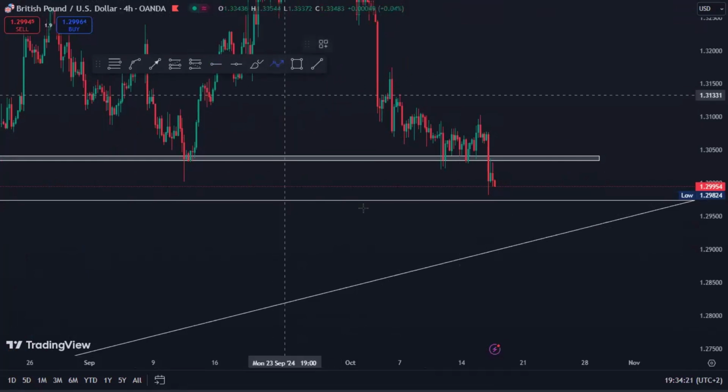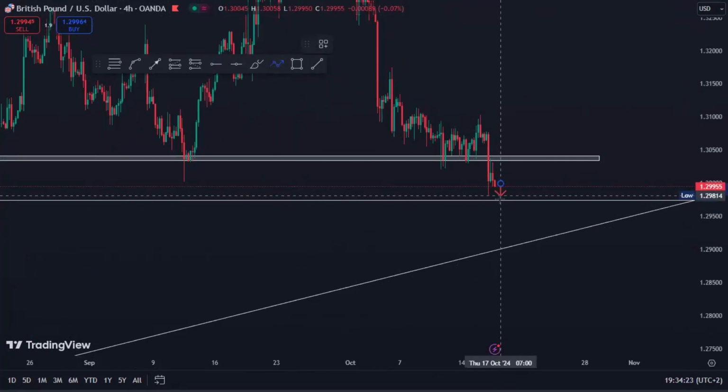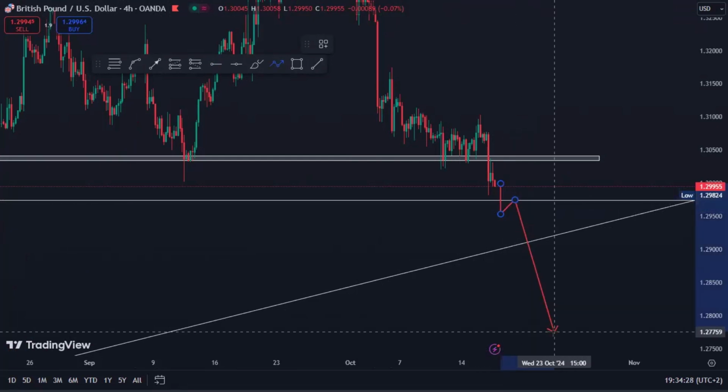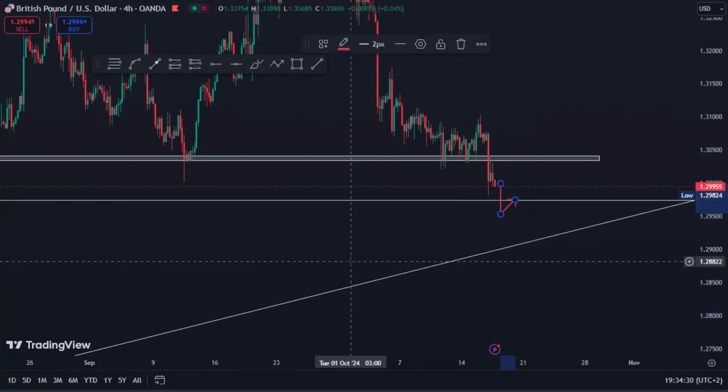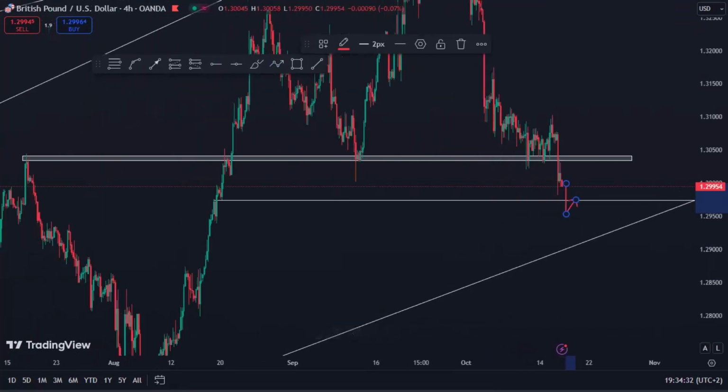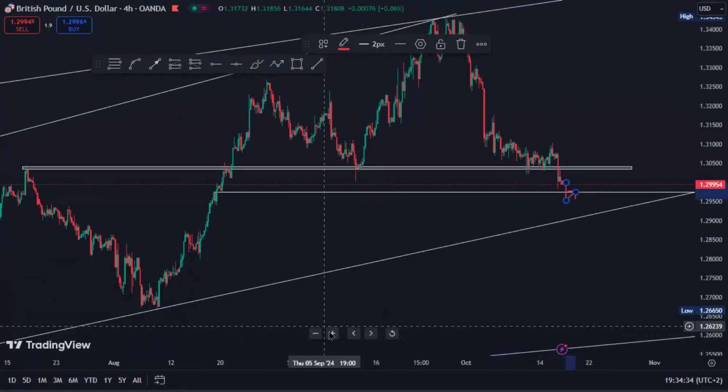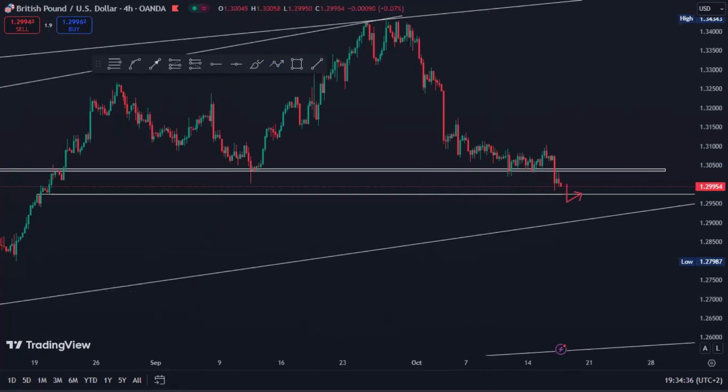So what might happen to this area? We're going to wait for the market to actually break this zone, come back to retest it here, and then we take our sell. We continue down with the movement. I hope you understand, guys. Right, so how can we take a trade from this area?